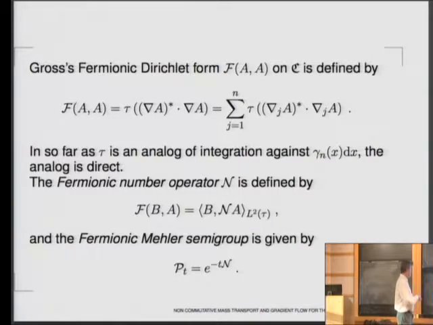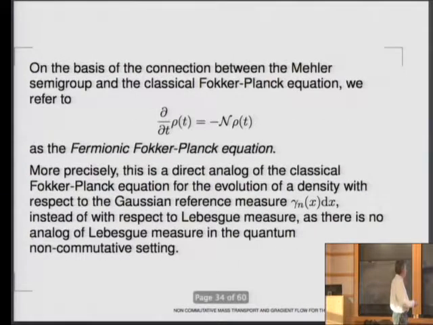So to the extent that this is the Gaussian measure over here, and this is gradient squared, then this number operator is just a really complete parallel. Okay? And so then there's this Mehler semigroup, and good. And so this is the fermionic Fokker-Planck equation, which is just this thing. Now, again, the parallel runs pretty deep, and this is part of what motivated this.